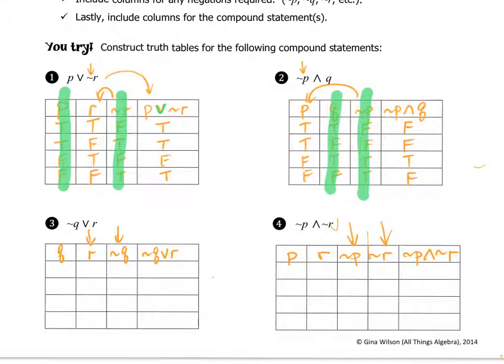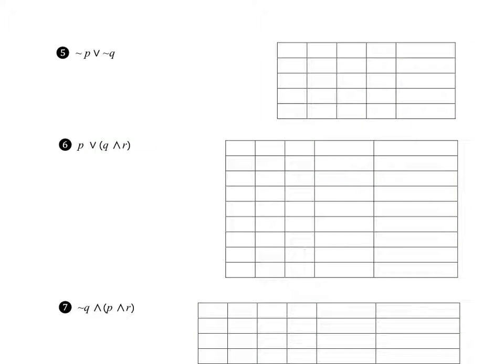So to go back to our original point, you do need to write out the original two elements. In this case, it is P and R. And then you figure out what negations you needed. In this case, you need 2 negations. I'll leave number 5 for you to do.